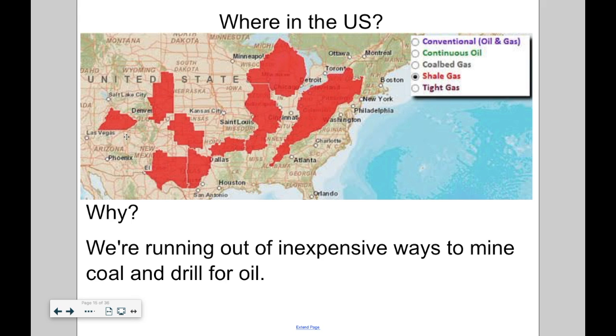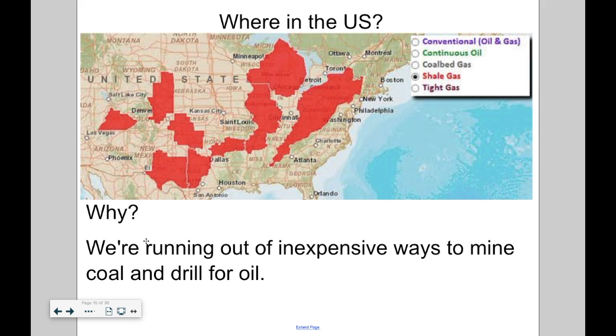Now, we're fracking in a wide variety of different locations throughout the United States. Why are we doing this? Well, the red areas here represent shale gas. We're trying to get burnable gas out of the ground to replace burnable coal. We're basically running out of inexpensive ways to mine coal, and as a result of that, fracturing or breaking of rock is a way for us to get gas that we can burn in our homes to heat during the winter. There's definitely an ethical dilemma present here.